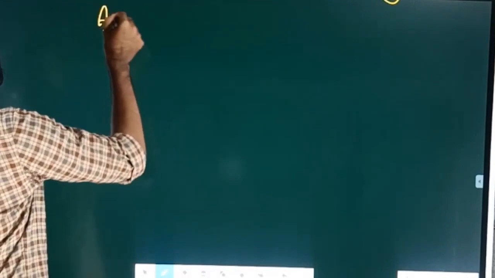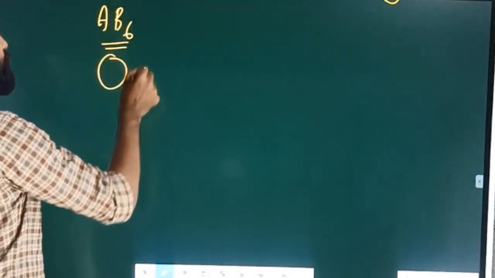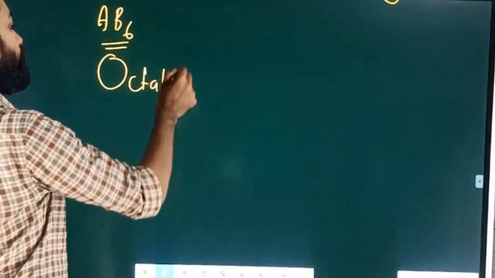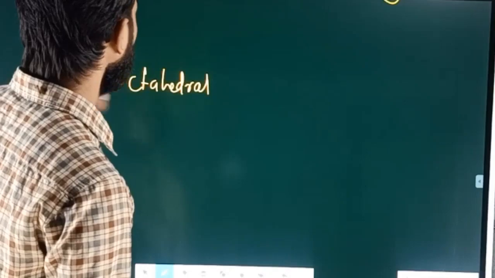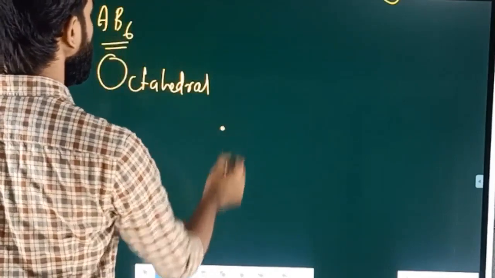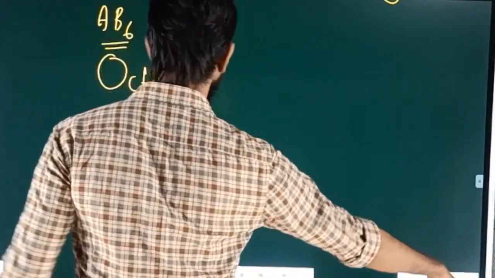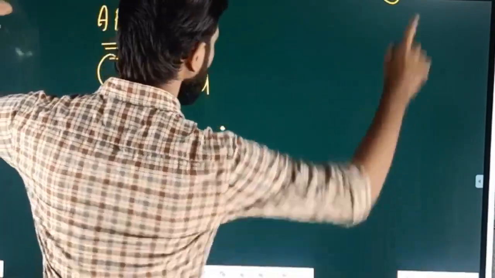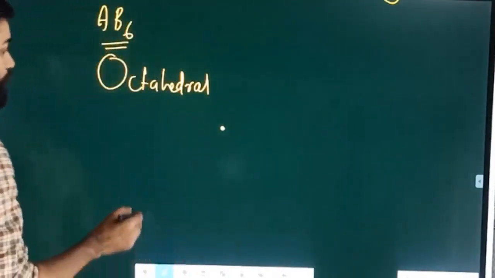The next is AB6. AB6, the shape is called octahedral. Octahedral means there is a center point where, if this is a square, a bond is here, another bond is here, another bond is here, another bond is here, and a bond is to the outside and a bond to the beyond the plane. Okay, that is the structure, octahedral.